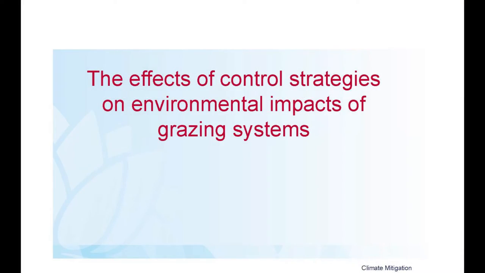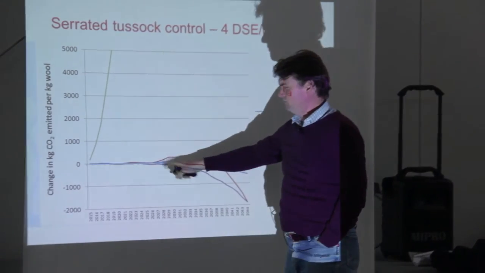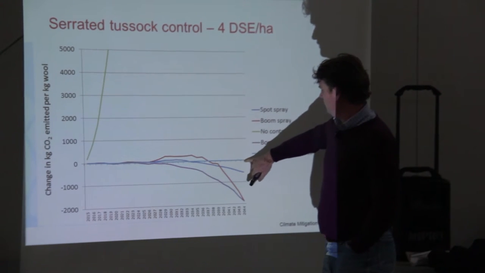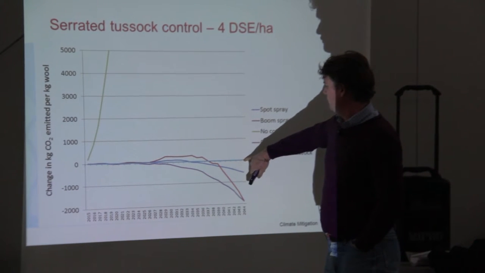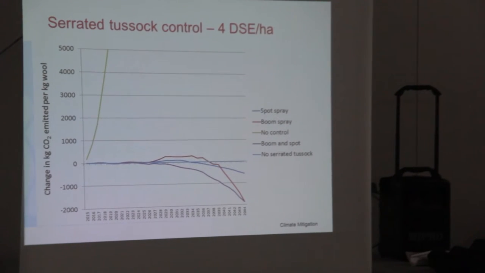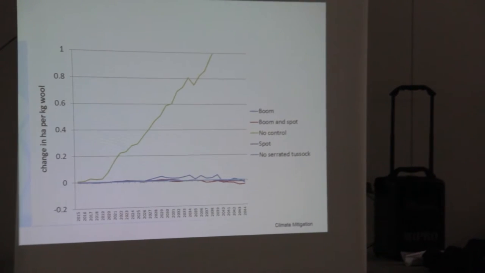Okay, so we'll look at control strategies here. In this, I'm going to look at greenhouse gases and land use, and I won't spend too much time. So what's the impact? This is at 4 DSE per hectare. What's the impact of doing no control? I didn't even bother putting that entire line in because you can't even see these. But the main thing is, you can see here that compared to your no serrated tussock, these all start dipping down. It's the same thing. They've got less feed, so they're getting more wheat, and that is giving what appears to be an improvement in greenhouse gas emissions.